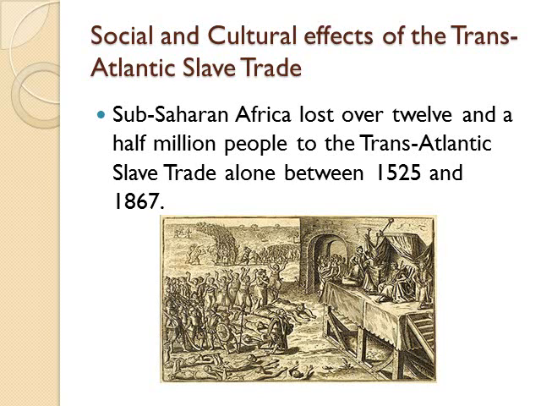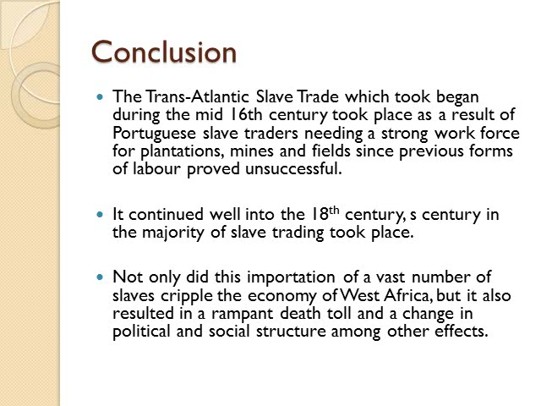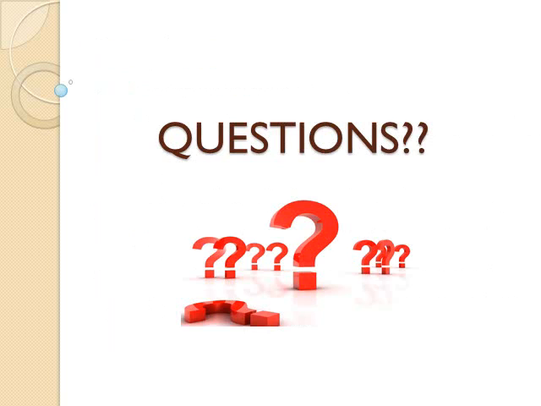So these are the effects that happened through this drastic transatlantic trade. In conclusion, the transatlantic slave trade, which began during the mid-16th century, took place as a result of Portuguese slave traders needing a strong workforce for plantations, mines, and fields, since previous forms of labor proved unsuccessful. It continued well into the 18th century, the century in which the majority of slave trading took place. Not only did this importation of a vast number of slaves cripple the economy of West Africa, but it also resulted in a rampant death toll and a change in political and social structure, among other effects.